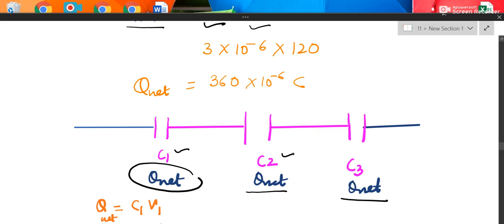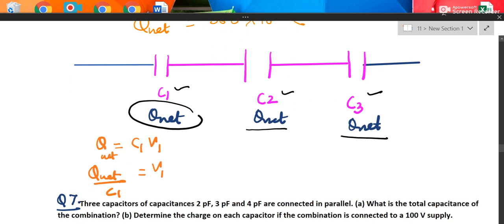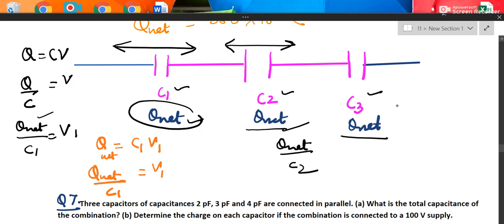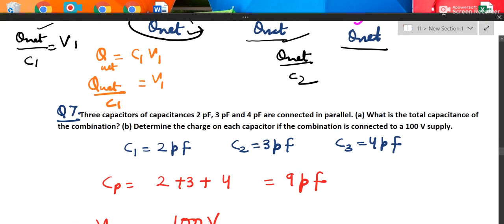This is C1, this is C2, this is C3. So how can we find out the potential across each? Potential across the first: we have the formula Q is equal to CV, right? So V will be Q by C. What is Q here? Q net. What is C here? C1. So we can find out the potential across the first. Similarly, for the potential across the second, we put Q net divided by C2, and similarly the potential across the third can be found.